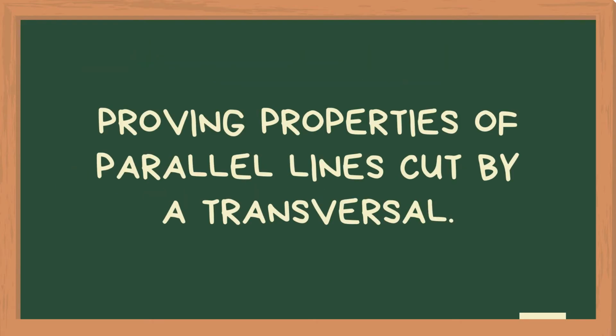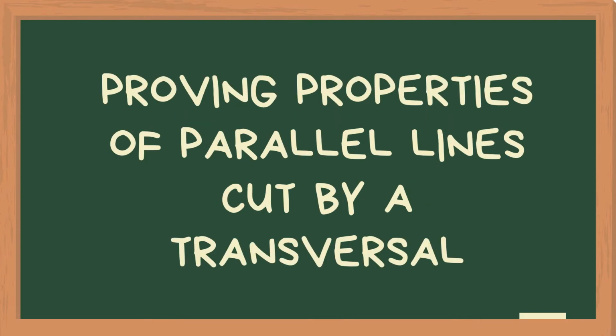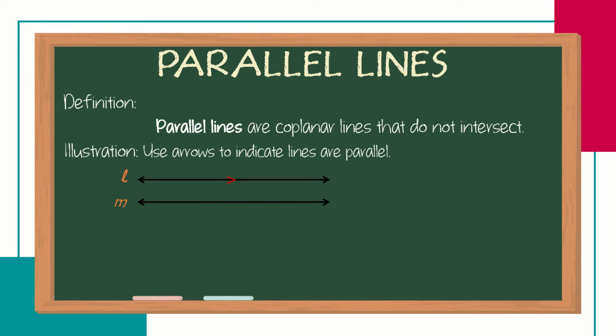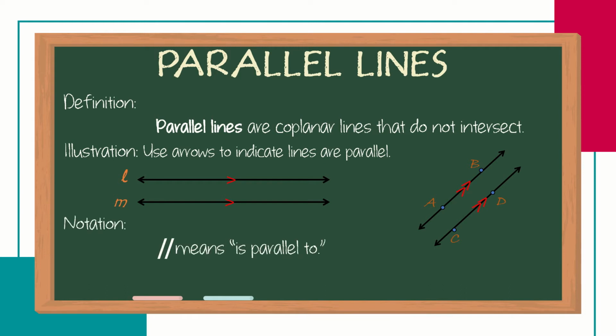Before we start, let us recall that parallel lines are coplanar lines that do not intersect. For our illustration, use two arrows to indicate lines are parallel. We can use these two slanted lines to denote that two lines are parallel. This means "is parallel to." For our first illustration, we have line L is parallel to line M. And for our second illustration, we can write it in symbol as line AB is parallel to line CD.